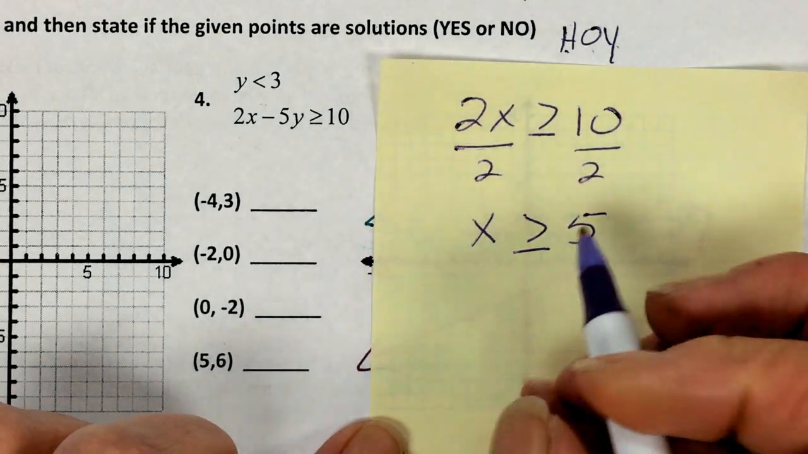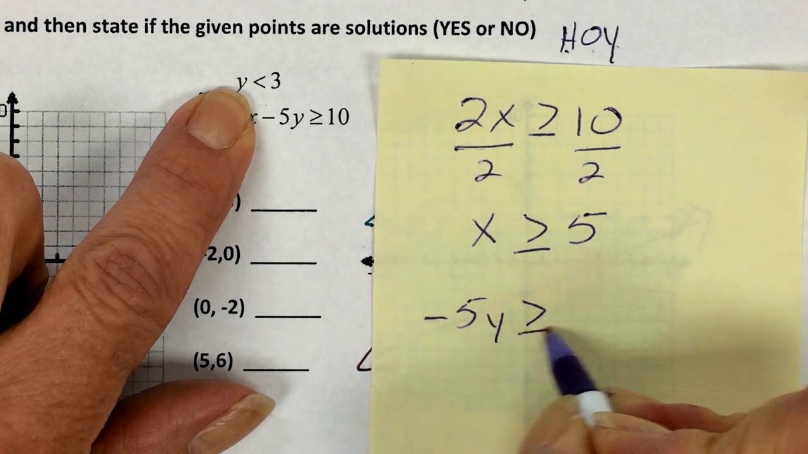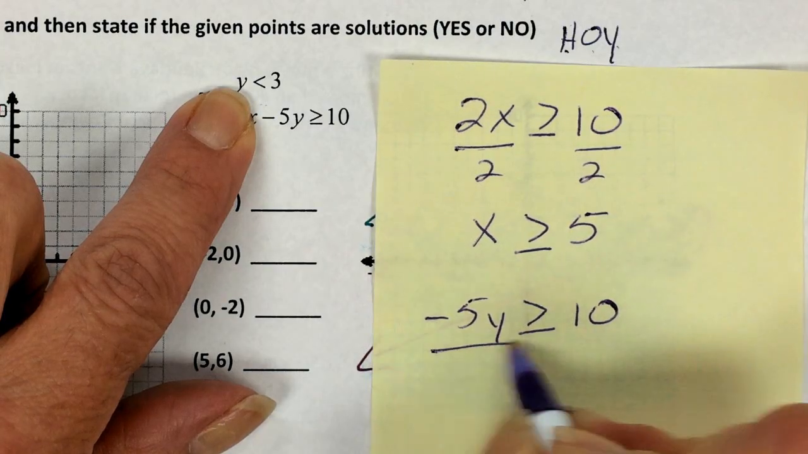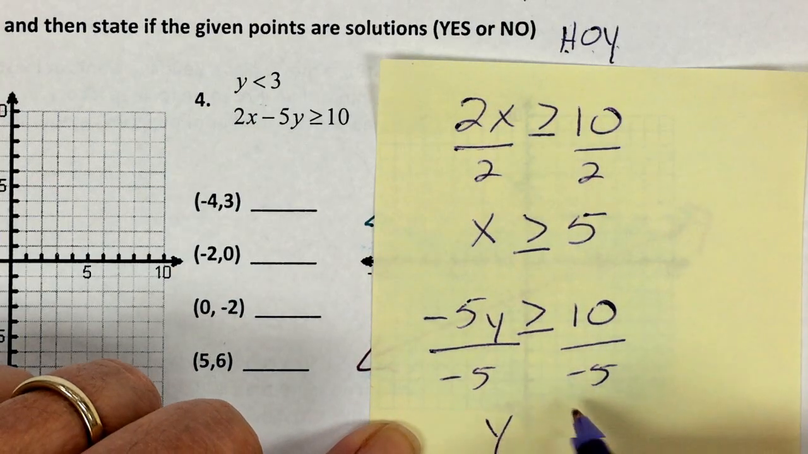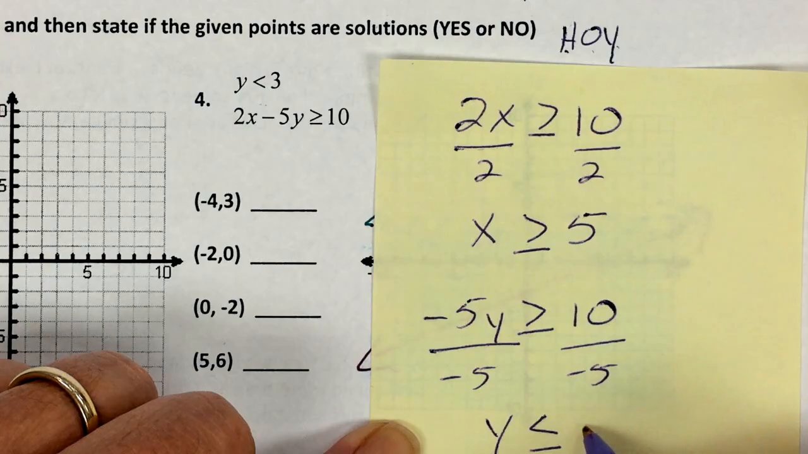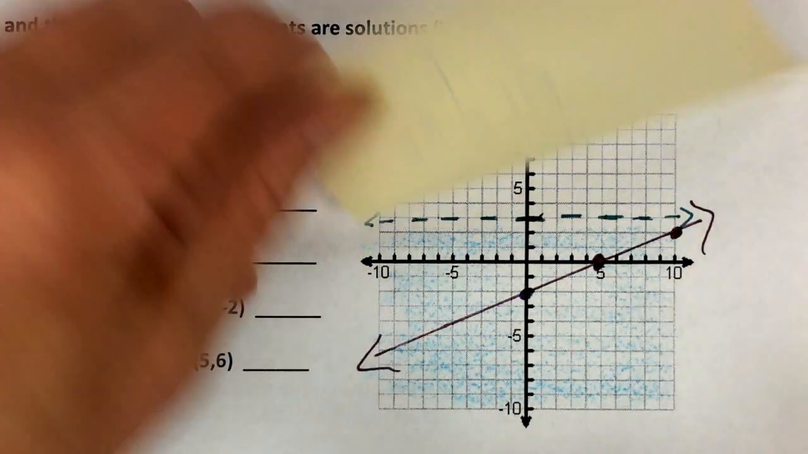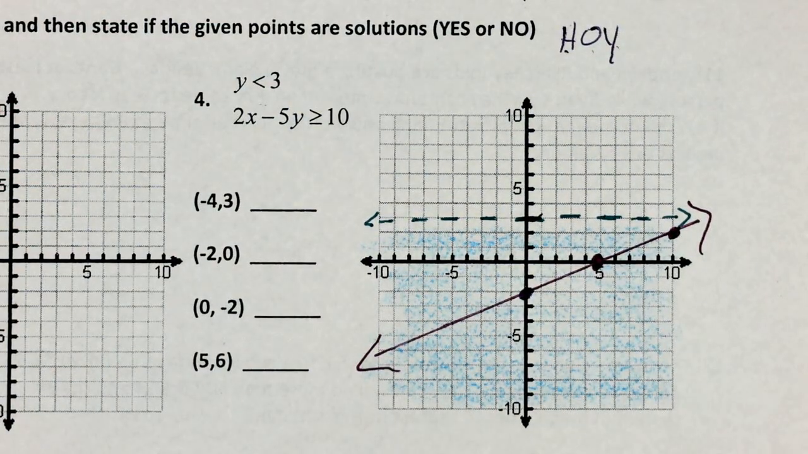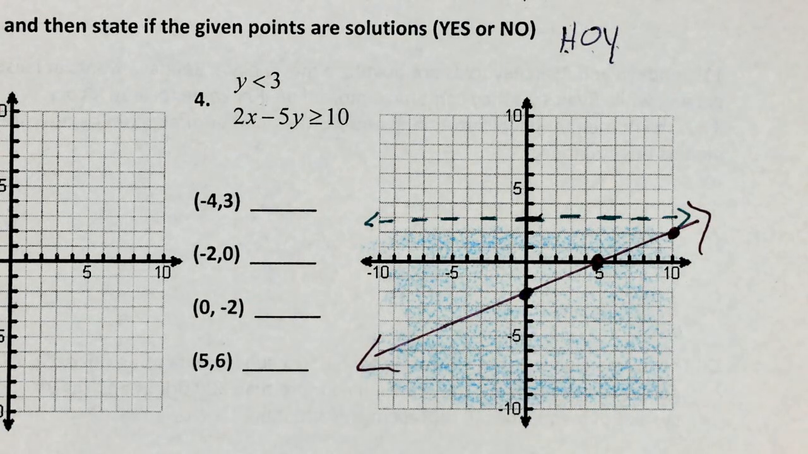Okay. Same thing would happen if I covered this one up. Negative 5y bigger than or equal to 10. Divide by negative 5. This y is going to be less than or equal to 2, right? We've got to change that because of that negative. So I've got my intercept of negative 2 right here, and I'm going to be below this. Okay. So as we did before, we're going to shade this below my less than.